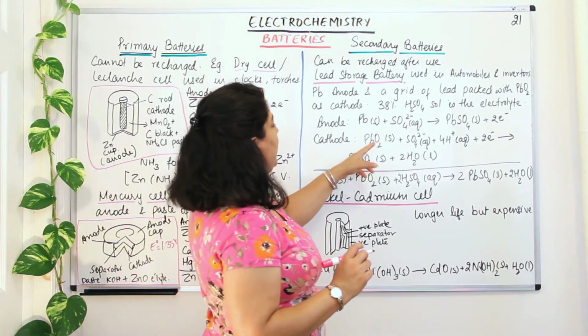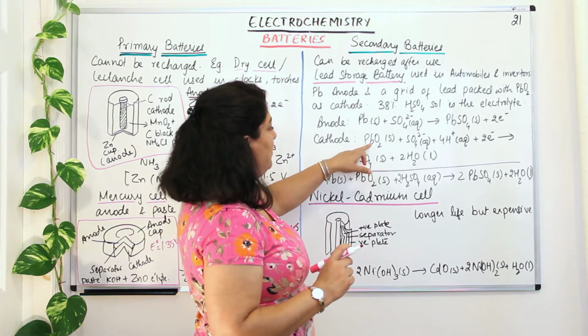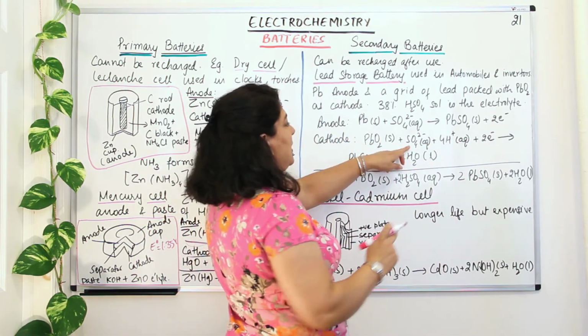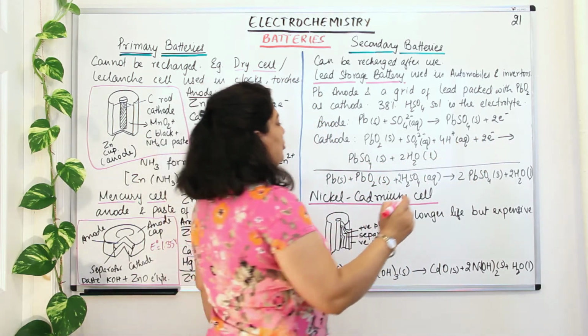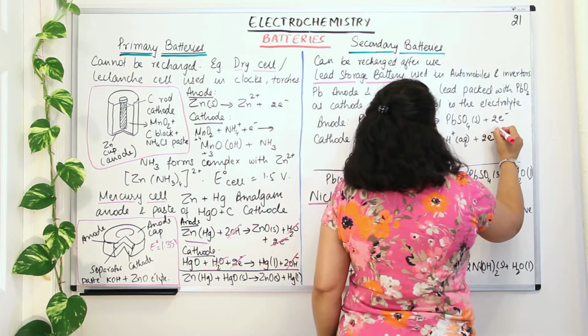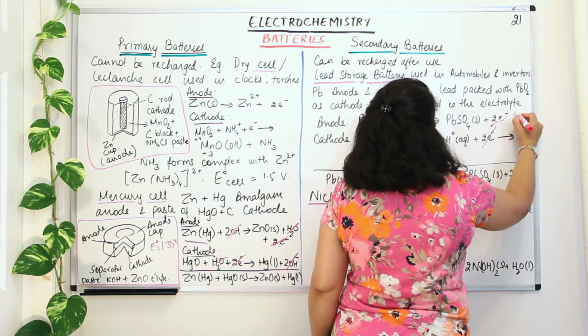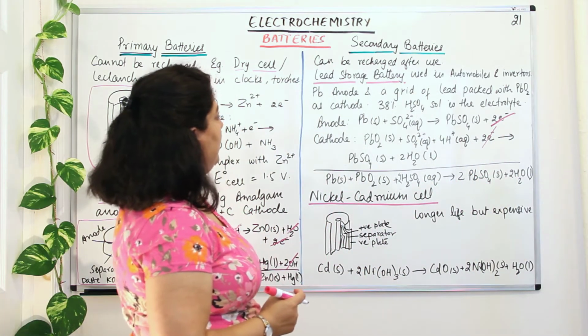Then, if you come to the reaction in the cathode, let us see what is there in the reactants. You have lead dioxide, PbO2, and PbO2 is also not present in the products. Sulfate ion, not present in the products. Hydrogen ions, not present in the products, but you have 2 electrons which can be cancelled out. Here, you have 2 electrons in the reactants and 2 electrons in the products, so these get cancelled out, right?